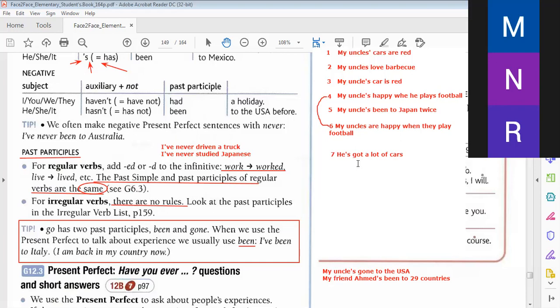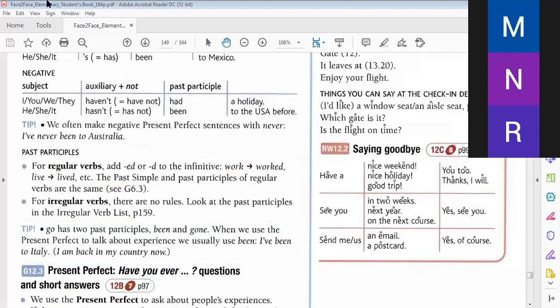يملك عدد كبير من السيارات. يملك، هي هذه he's got، he has got. Alright. فيعني هذه بعض التفاصيل بخصوص ال present perfect. Now I want to show you an exercise we have in the page there.